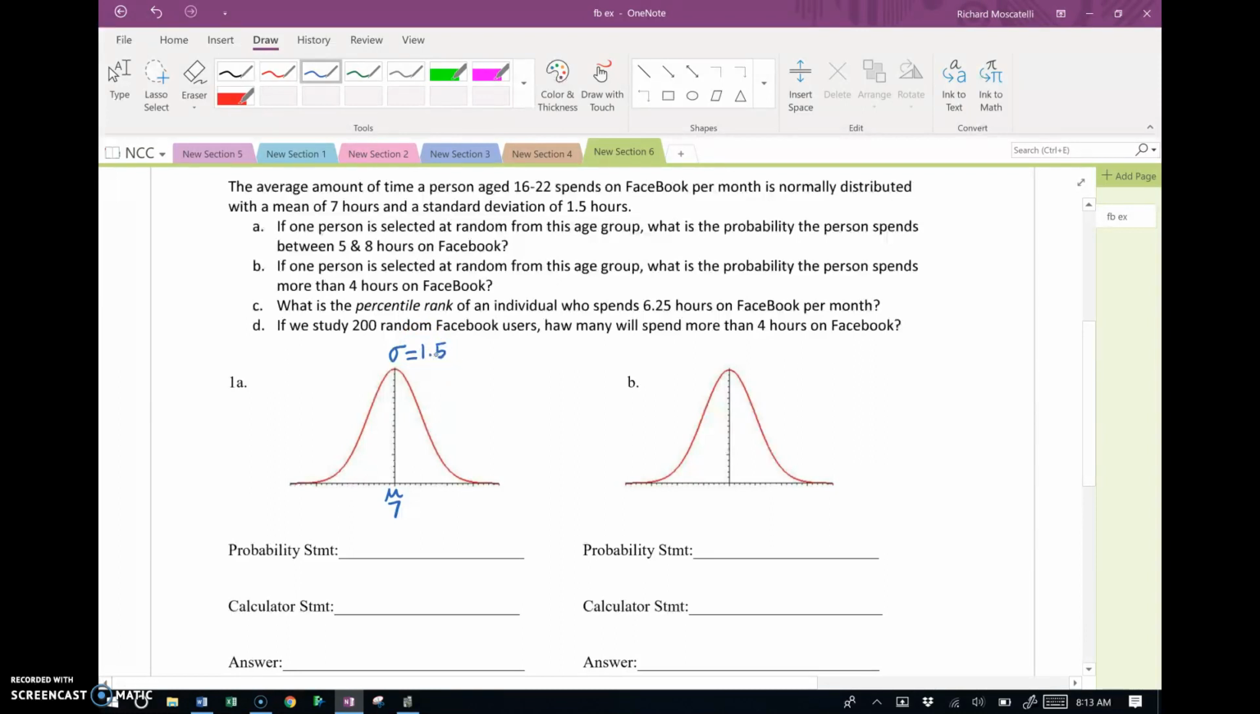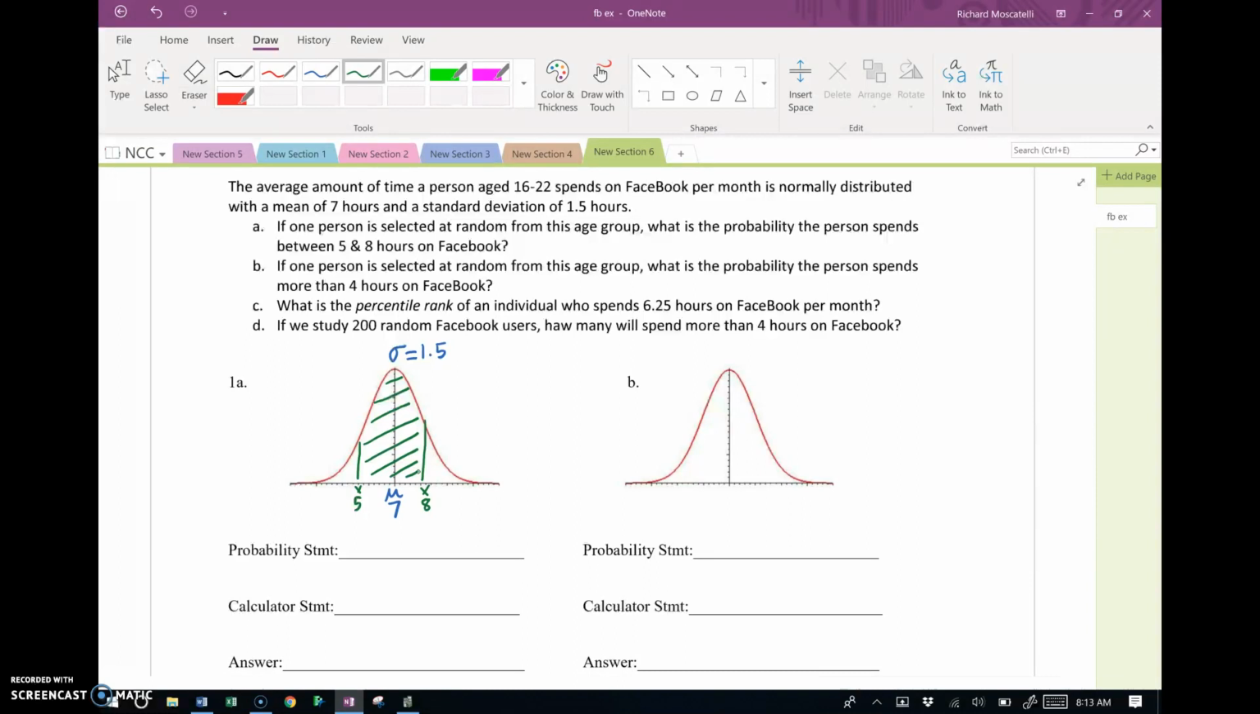All right, so it says, what is the probability in letter A that the person spends between 5 and 8 hours? From a shading standpoint, if there's a number 7 in the middle, 5 is over here. Remember, 5 is a raw score. And 8 we'll put over here. This is not being drawn to scale. This is just drawn so we can see a picture and get an idea of where the probability region lives. So there is my shaded region under the bell curve. I'm shading the region from between 5 and 8.